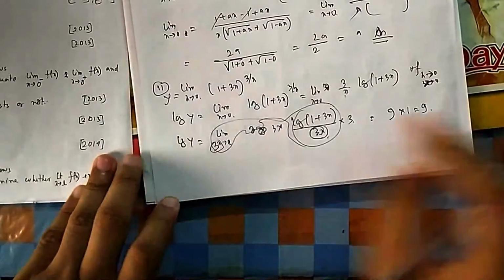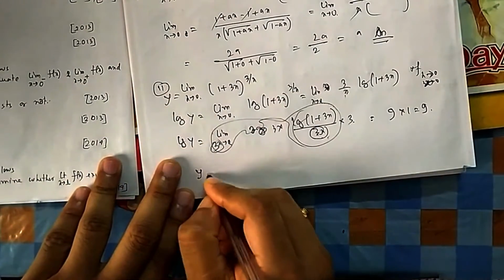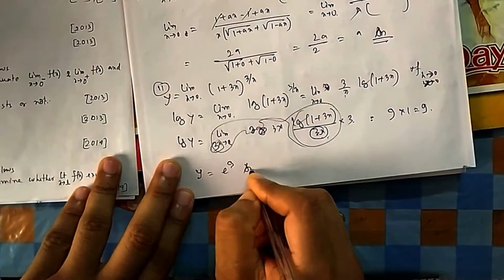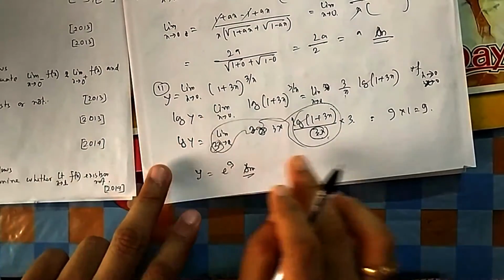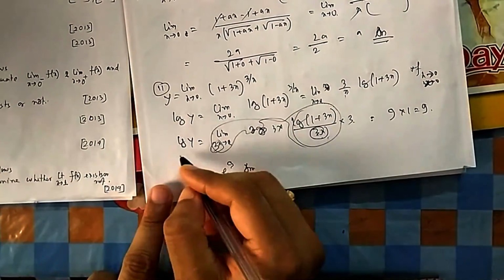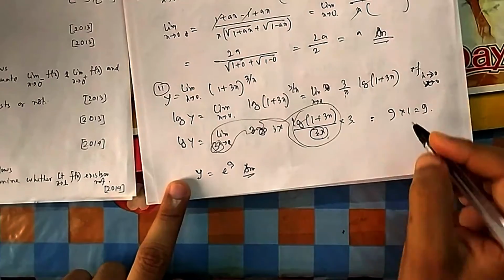But 9 is not the answer, because y is the answer, not log y. So what will be y? e to the power 9. Because for removing that log, you take both sides on the base of e. So e to the power log will cancel out, y will be there, and e to the power 9.